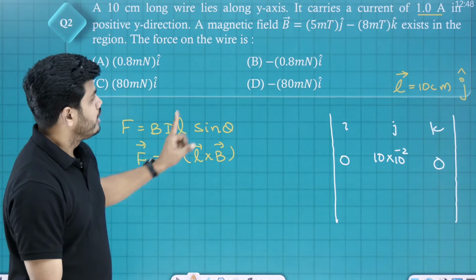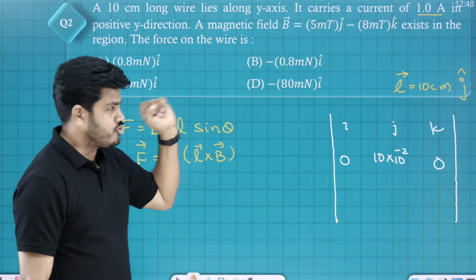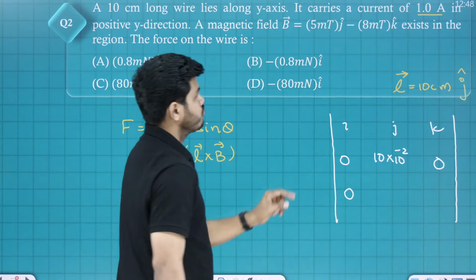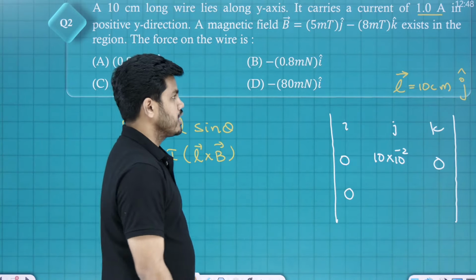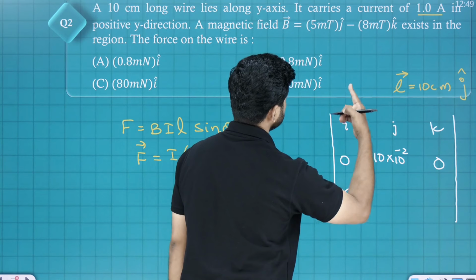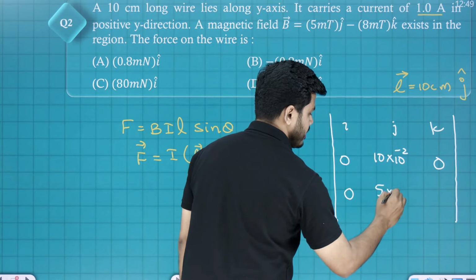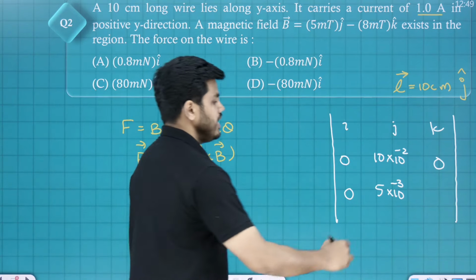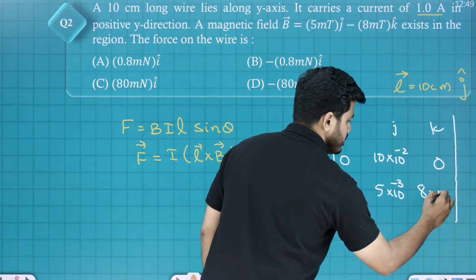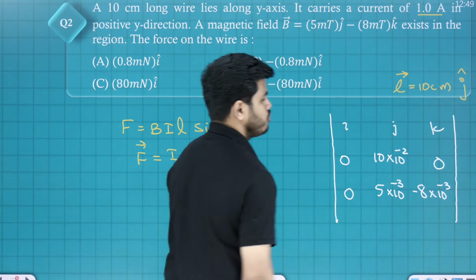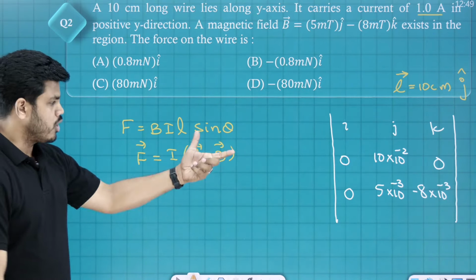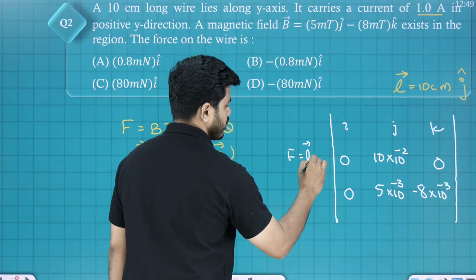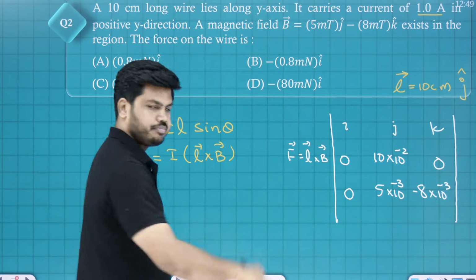What about B? B is 5 millitesla. Check the unit vectors J and K. The I component is 0, nothing along the x-axis for the magnetic field. And J cap is 5 millitesla, so 5 into 10 raised to minus 3 along J cap, and minus 8 millitesla, so 8 into 10 raised to minus 3 with a minus sign for K cap. So now, this is the force, which is equal to L cross B. This is how we calculate it.